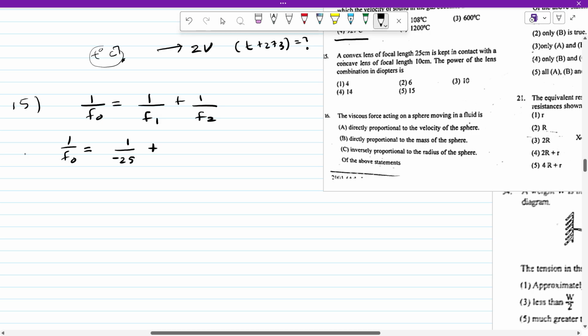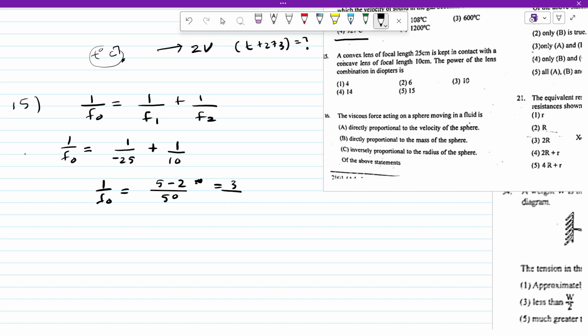So plus the concave lens is 10 centimeters. Once you simplify this, you get 1 over f naught divided by 55 minus 2, then you get 3 by 50. Thereby turn this upside down, that means 50 divided by 3. F naught is 50 divided by 3.